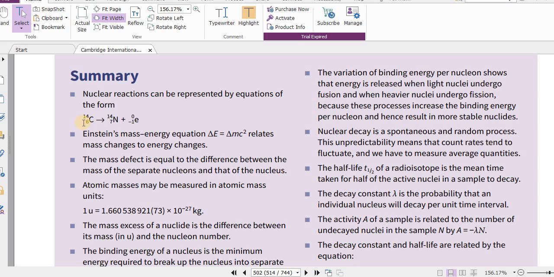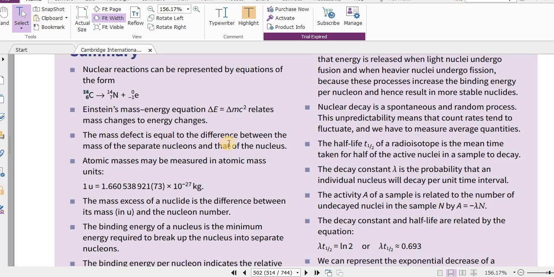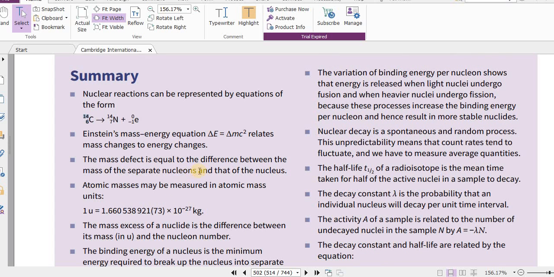So when beta minus decay occurs, what happens? A neutron becomes a proton. So the proton number increases by 1, the neutron number decreases by 1, but since this is the nucleon number, which is equal to the number of protons and neutrons, that remains the same. Einstein's mass-energy equation, E equals mc squared, relates mass changes to energy changes. Then we found the mass defect, that is the difference between the mass of the separate nucleons and that of a nucleus. The mass of the separate nucleons will be greater than the mass of the nucleus.